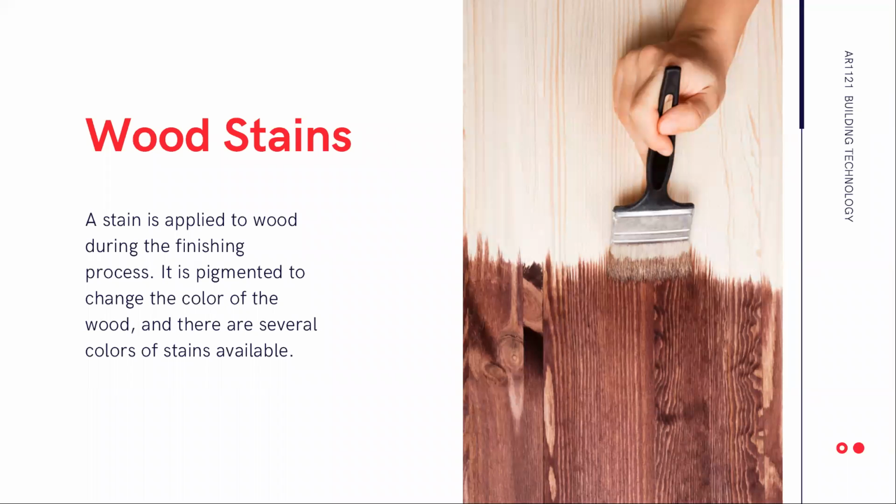So first, we discuss wood stains. So what are wood stains? A stain is applied to wood during the finishing process of construction with the use of wood, and it is pigmented to change the color of the wood, and there are several colors of stains available.